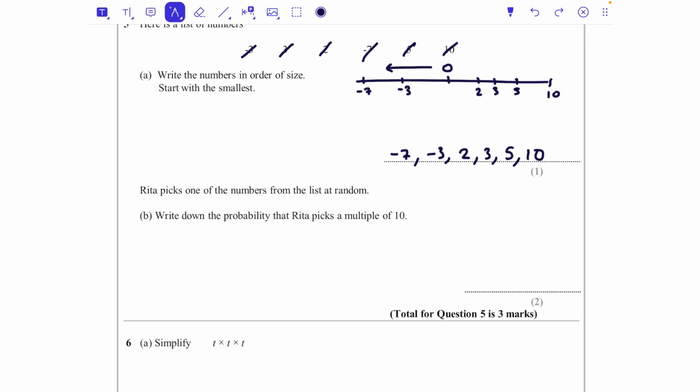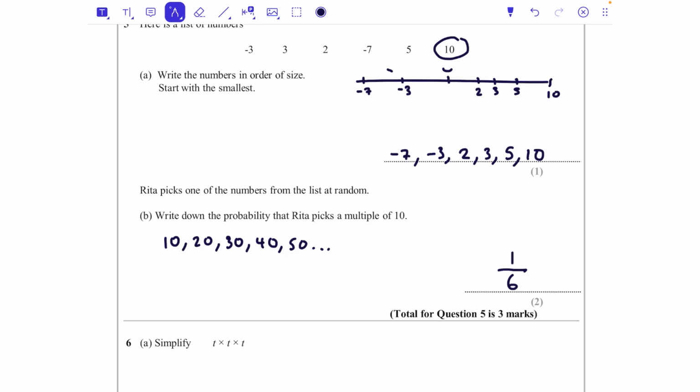Part B, write down the probability that Rita picks a multiple of 10. She's going to take one of the numbers at random. So we've got 6 numbers there. So the probability of taking any of these cards is going to be out of 6. How many of them are a multiple of 10? Well, multiples of 10 are numbers in the 10 times table. So 10, 20, 30, 40, 50 and so on. So which of those numbers are multiples of 10? Actually, just that one. So the probability of taking that number is 1 out of 6.